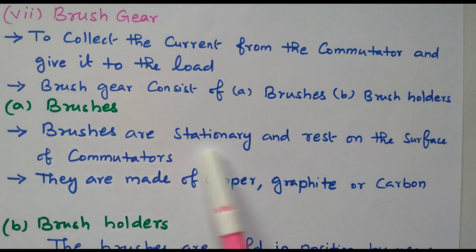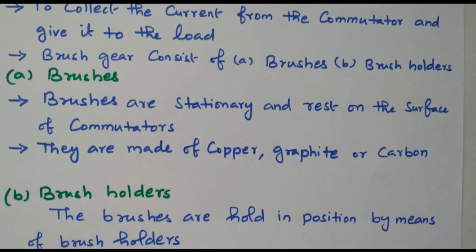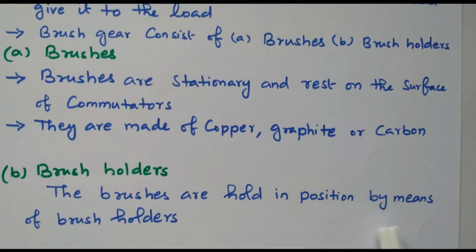The brushes are stationary and rest on the surface of the commutator. They are made up of copper, graphite or carbon because the commutator is continuously rotating, so wear and tear will be there. What is a brush holder? The brushes are held in position by means of brush holders. These brushes are held by these brush holders, right?